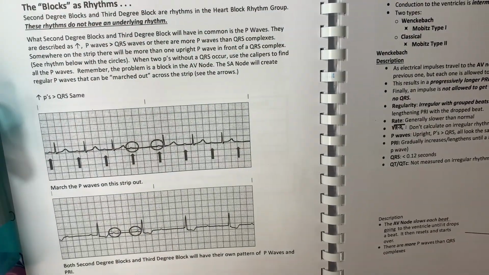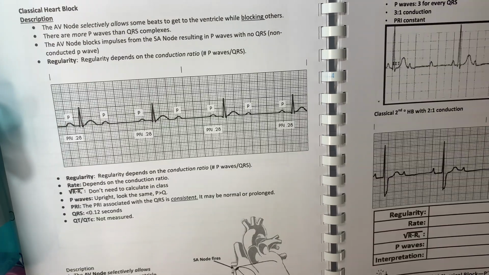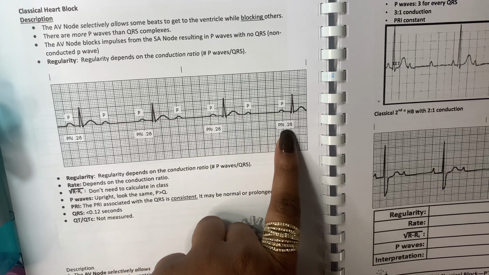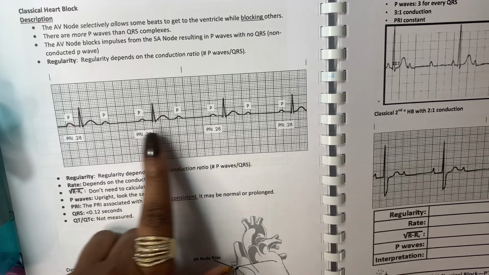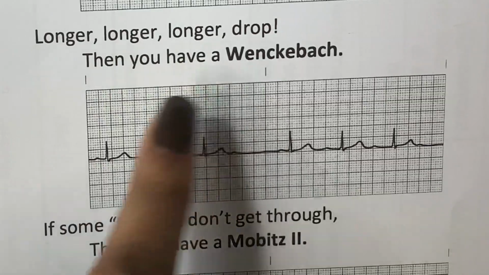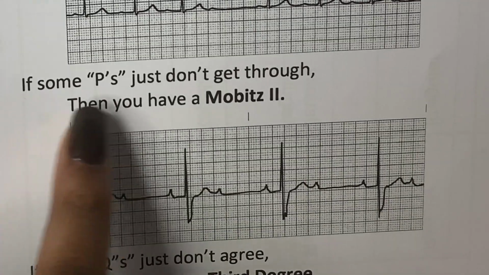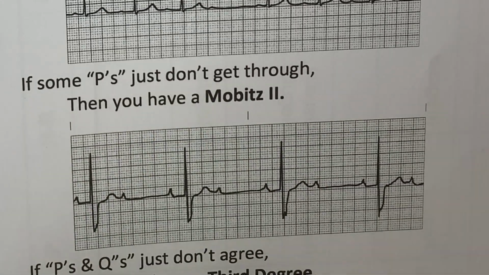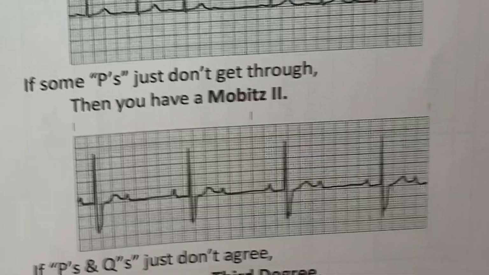All right, so the difference between Wenckebach and classical is the P wave. With Wenckebach, as you know, the PR interval will gradually get longer. And with classical, it has more P waves than QRS complexes, and the P waves will march out. They will have the same measurement. To remember Wenckebach, think of this saying: as I said, longer, longer, drop, then you have Wenckebach. If some P waves just don't get through, then you have Mobitz II. I know it rhymes, and that's how I've always remembered it. So that's how you guys are going to remember it.